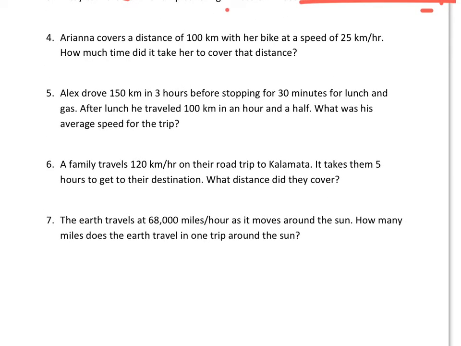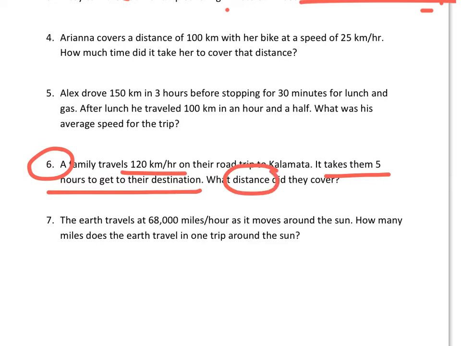Okay, so if we move on to another type of example that you'll get, it is this one, number 6. In number 6, we have a family that travels at 120 kilometers per hour on a road trip, and it takes them 5 hours to get to their destination. So here we're looking to find the distance, and I'm going to cover this problem right up here. So again, I'm using my speed equation. Okay, but this time I have my speed.